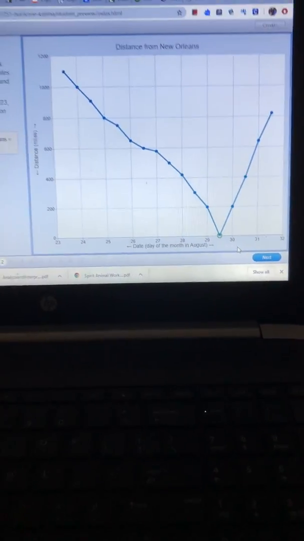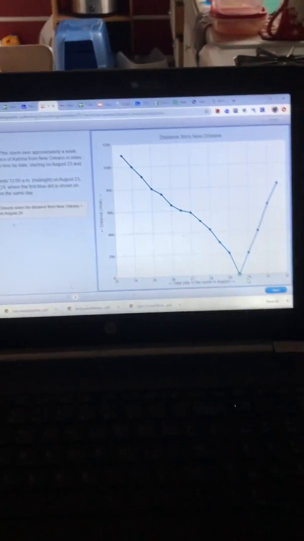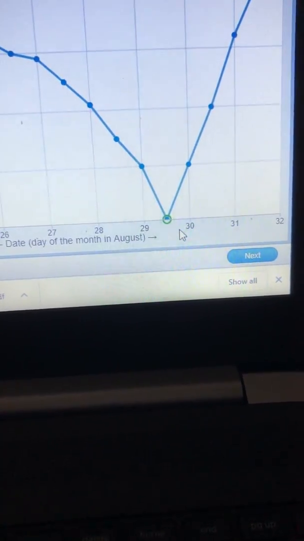So let's go. On your piece of paper or your Google Doc, you've titled it Smart Graphs. And then you're going to have a subtitle of Hurricane Katrina, and then you can just do number 1 is August 29th at noon. I'll write that down. If you need to, pause while you get that written down.